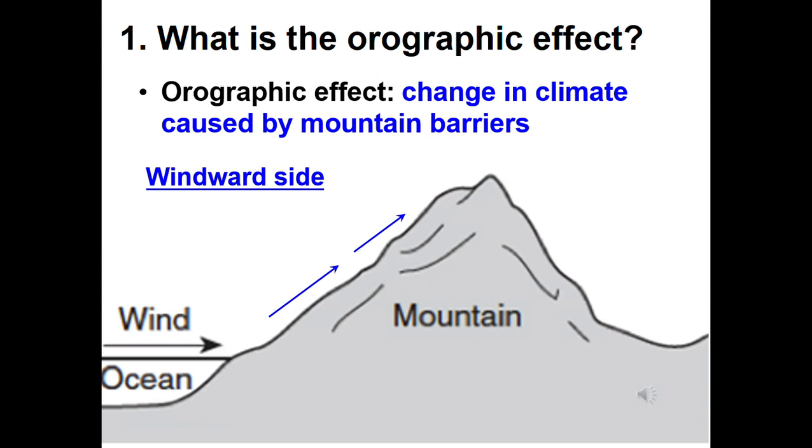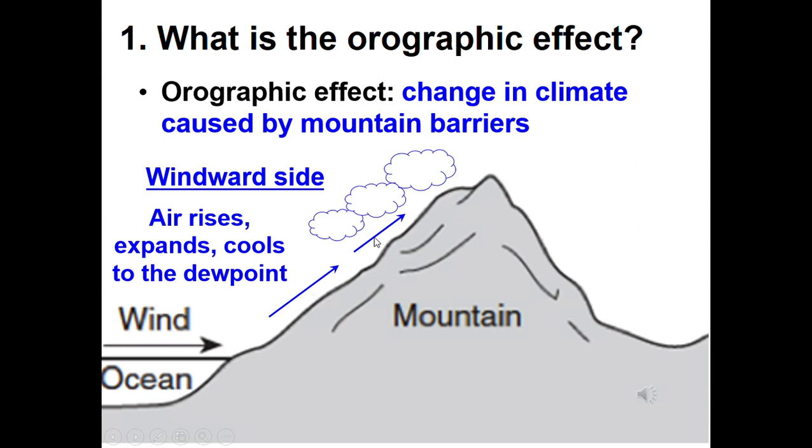All right? So as the air hits the mountain and starts to go up, as you know, as air rises to higher and higher altitudes, it cools down, eventually hits the dew point, produces clouds, and clouds typically produce precipitation. So on the windward side, the air rises, expands, cools to the dew point, as I just said. That creates a more moist climate on that side of the mountain.